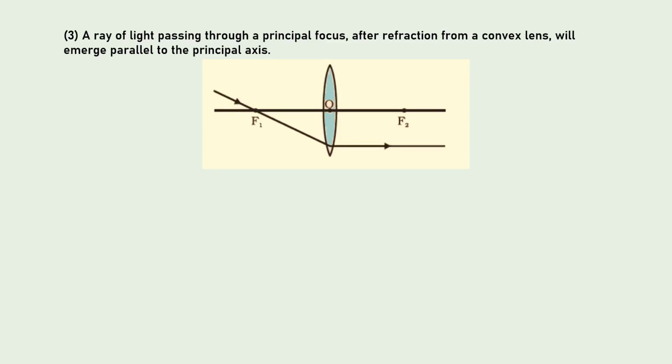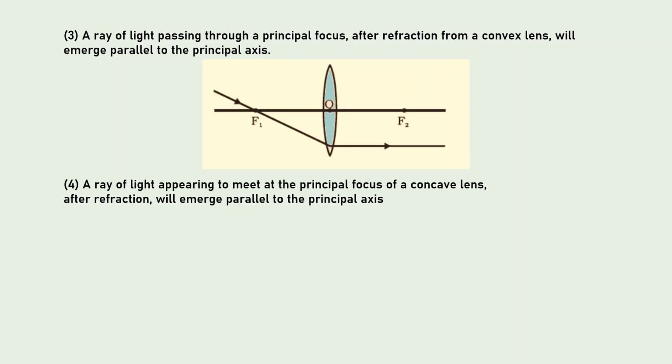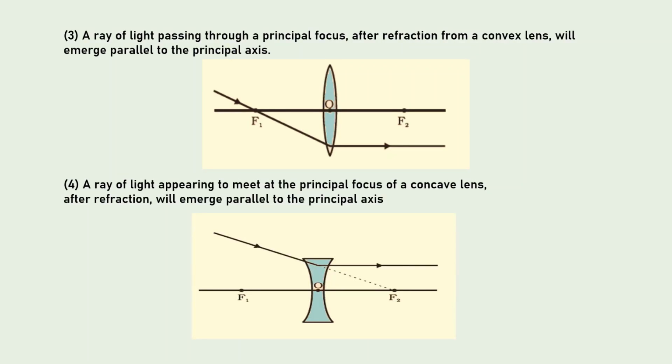When a ray of light is passing through the focus of the convex lens, it becomes parallel after refraction from the lens. If a ray of light appearing to meet at the principal focus of a concave lens after refraction will emerge parallel to the principal axis.